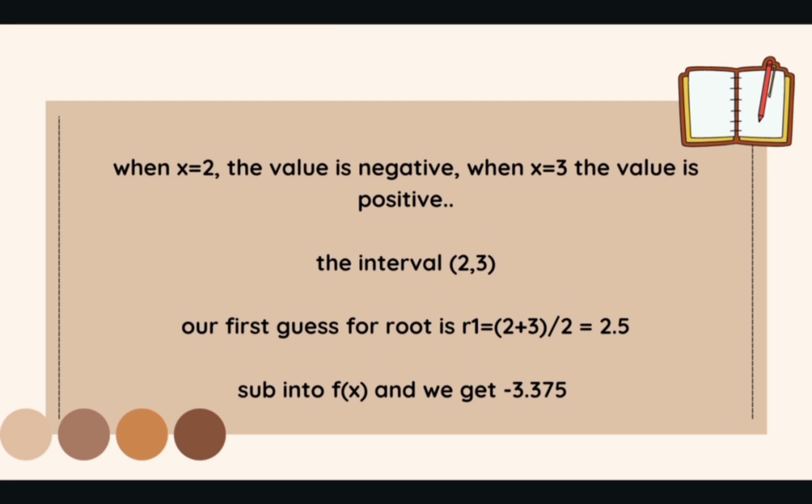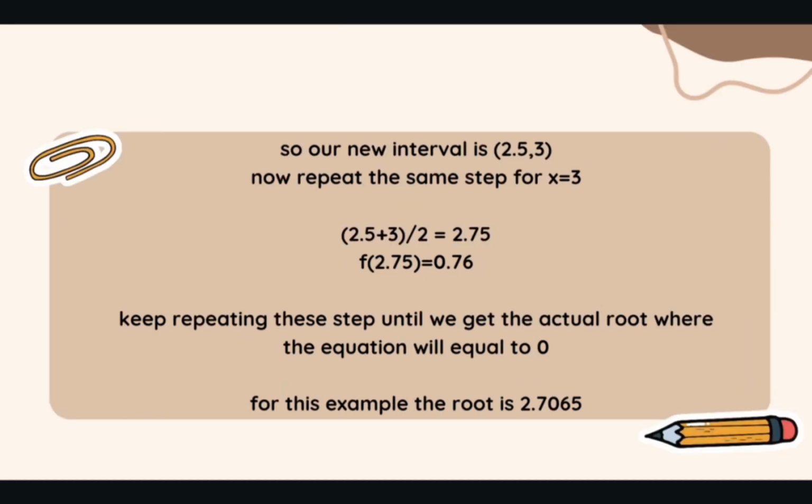So we have to find the midpoint between 2 and 3 and we get 2.5. After that, we substitute the midpoint into the function and we get negative 3.375. So our new interval is 2.5 and 3. Now we repeat the same step for the interval 2.5 and 3, and we get the midpoint 2.75. We substitute the value and we get 0.76.